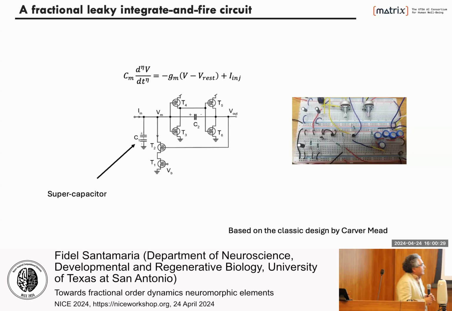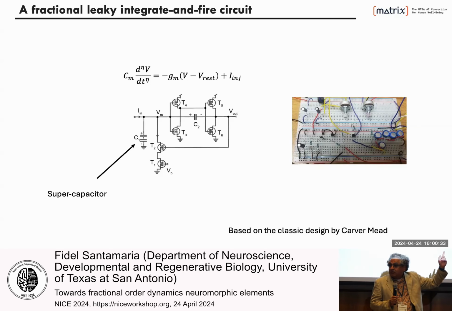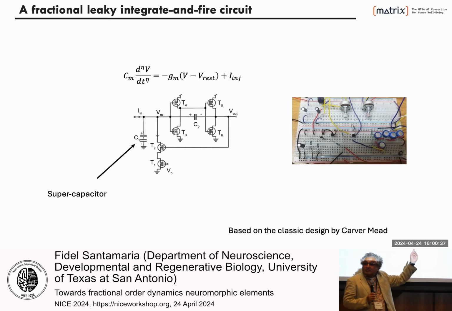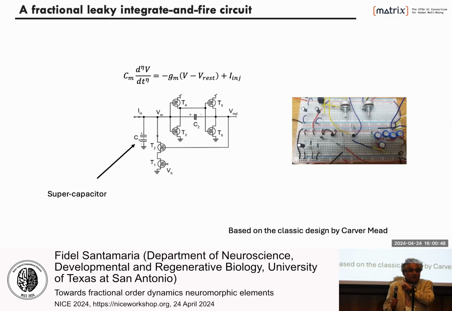Let's just build it. So that's the circuit from his book. We didn't change anything. We took the capacitor and put in a stack of supercapacitors. It shouldn't work. The total capacitance that we put in was like 5 millifarad. That circuit works with 0.1 microfarad.